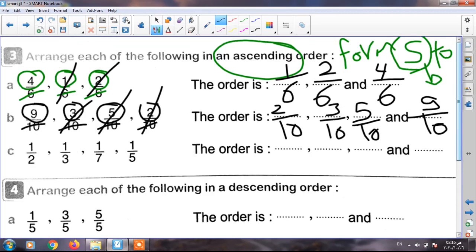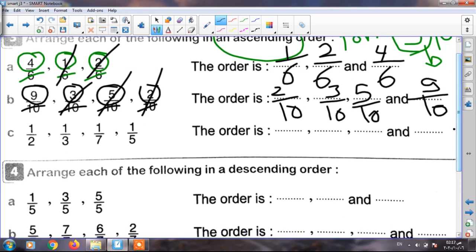The last one, Junior 4. Here I have a half, a third, a seventh, and a fifth. Okay? Pay attention. Here I have the same numerator. It means I will compare my denominators. And pay attention. Here the same numerator. It means the greatest denominator is the smaller fraction. Okay?